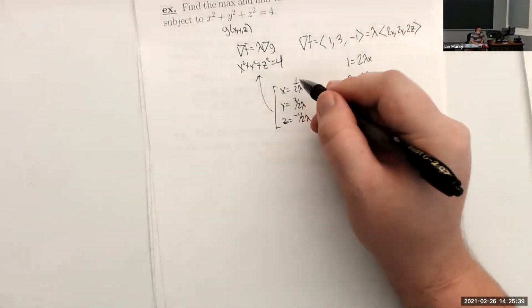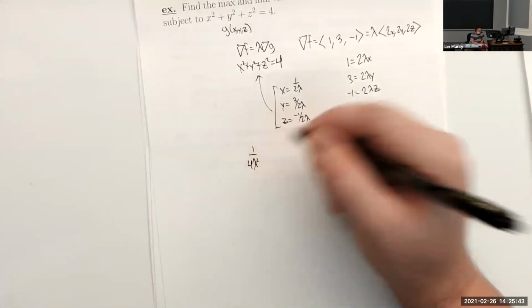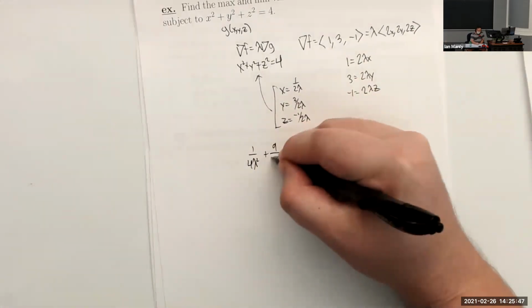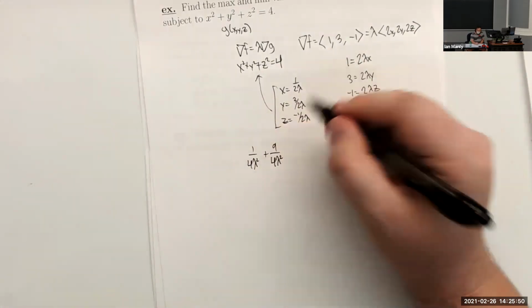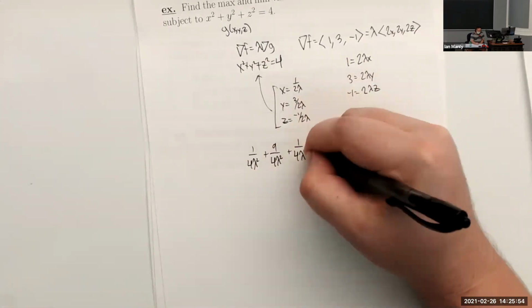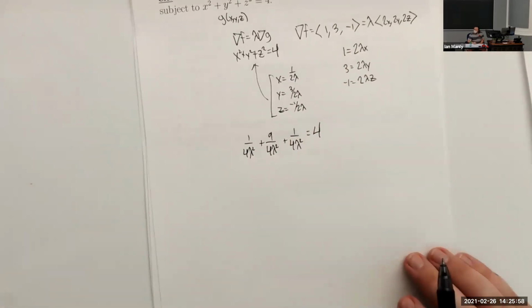So let's see, x squared will be 1 over 4 lambda squared. Y squared will be 9 over 4 lambda squared. And z squared will be 1 over 4 lambda squared. And all of that has to be 4.